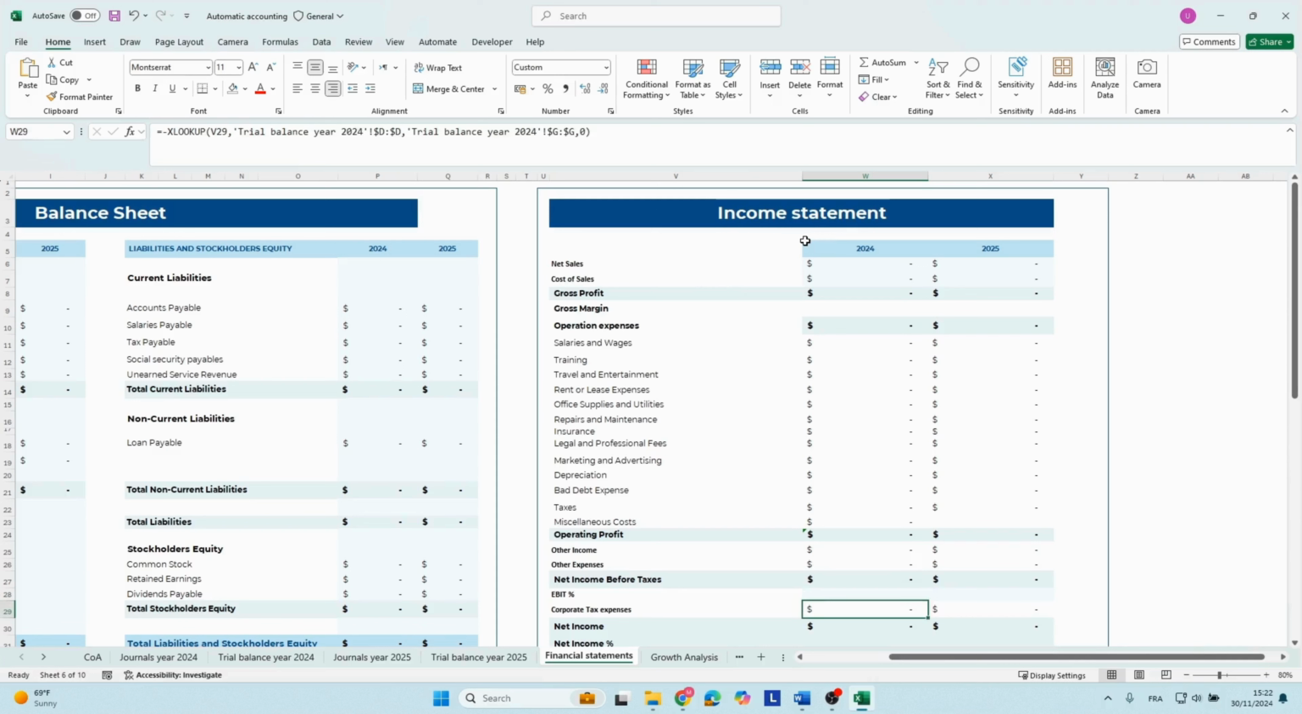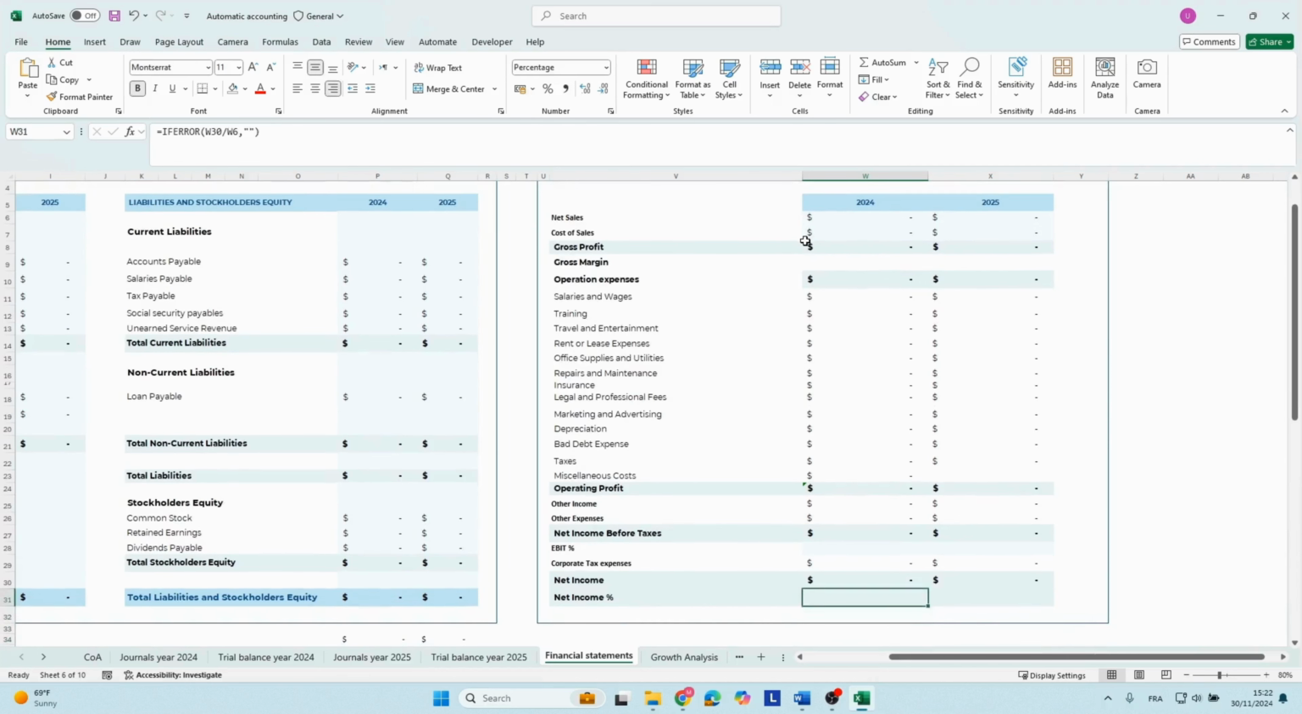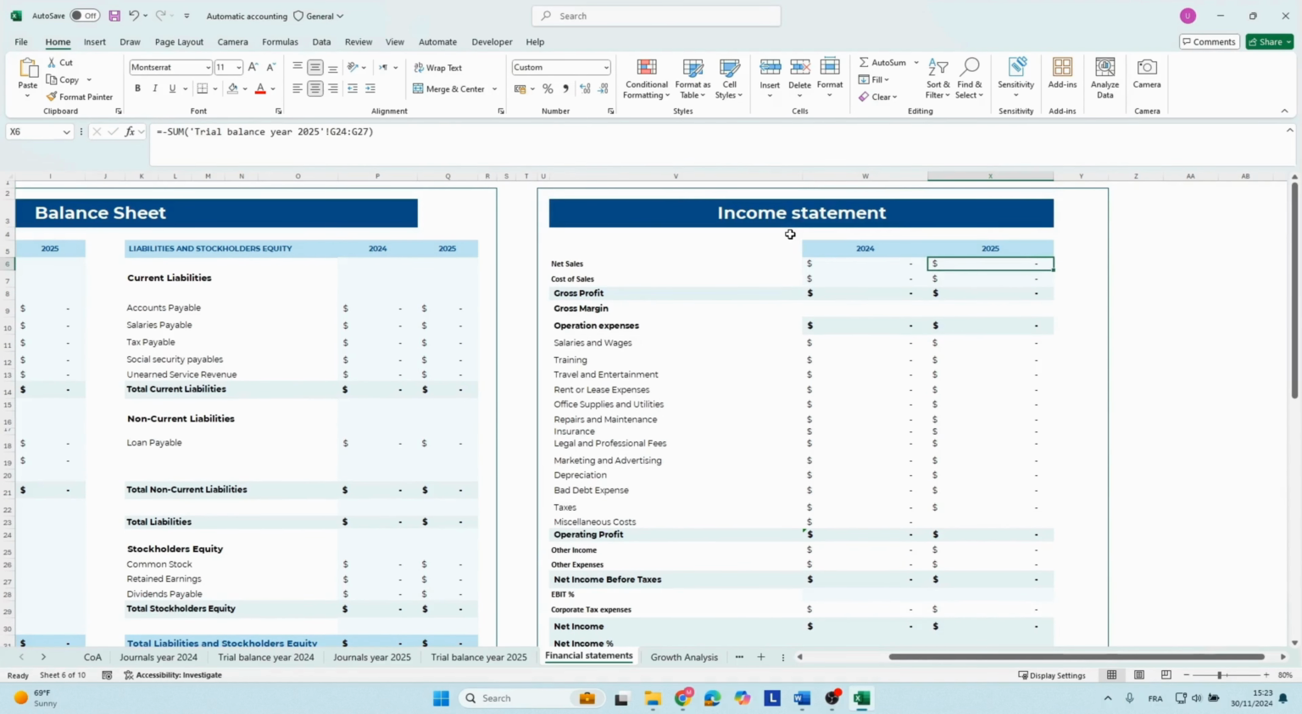Then we have corporate taxes. We use the XLOOKUP formula to get the value for the corporate taxes that should be booked in the expenses. Now we have net income. This is the amount left for shareholders, which is the difference between net income before taxes minus the corporate taxes. Now we have the net income percentage, which is calculated by dividing net income by net sales. And we do the same thing for the next year, the year 2025.